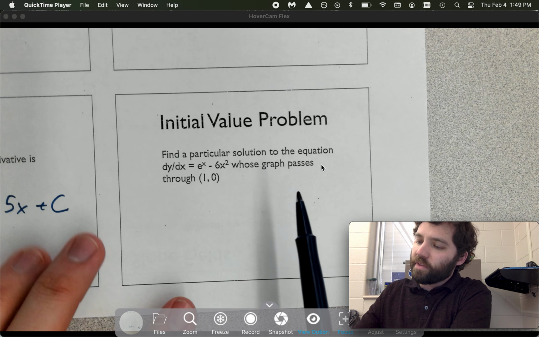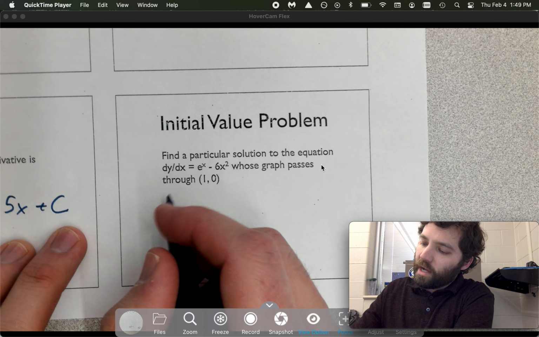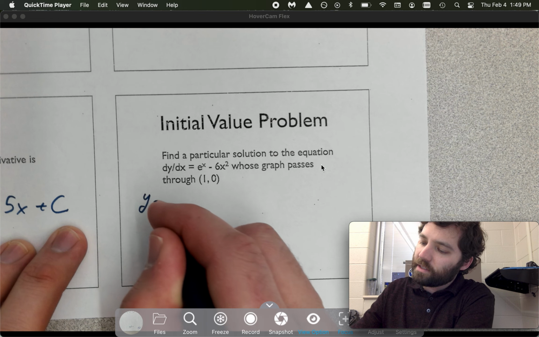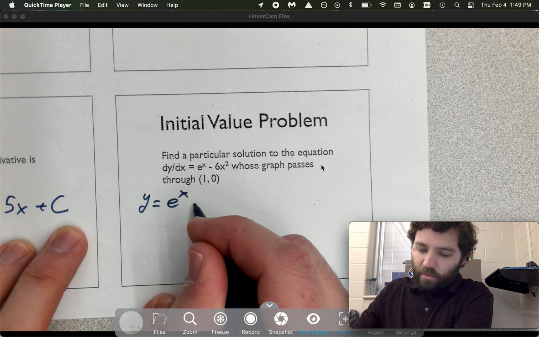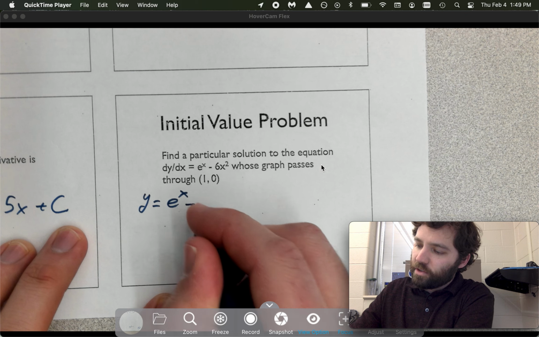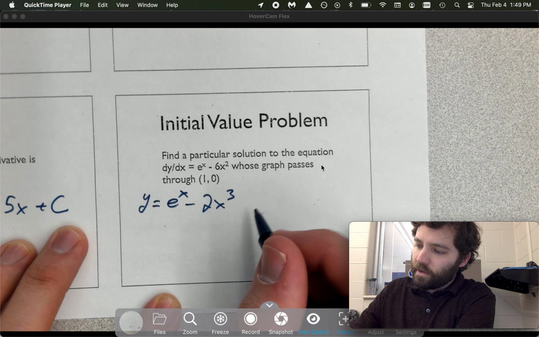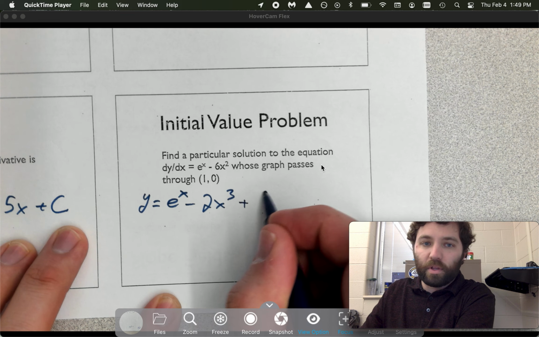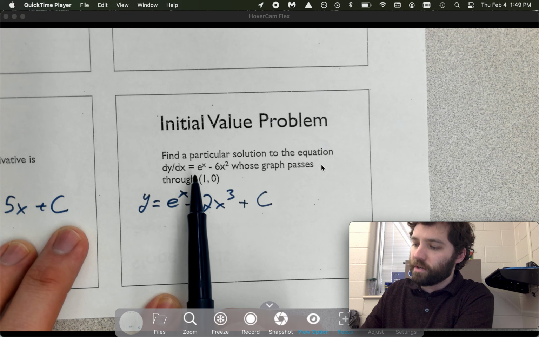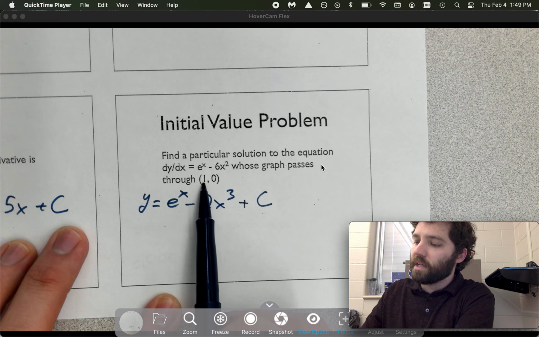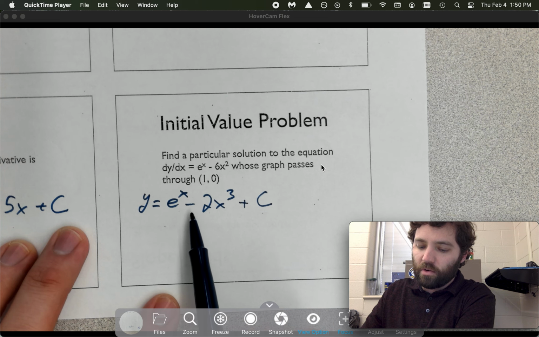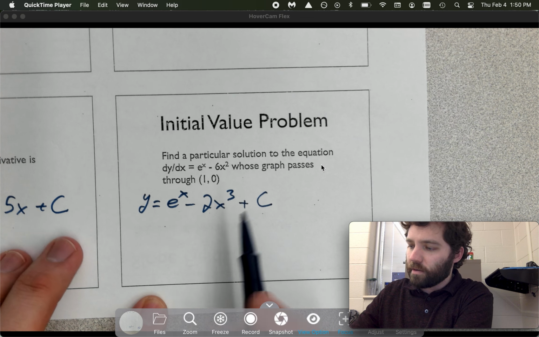So one way to solve this is just to antiderive, right? So you get y equals e to the x minus, it will be what, 2x cubed plus c. All right, so that's one way to solve this. And then you would just plug in 0 for y and 1 for x and solve for c accordingly. So you could finish that out, okay?